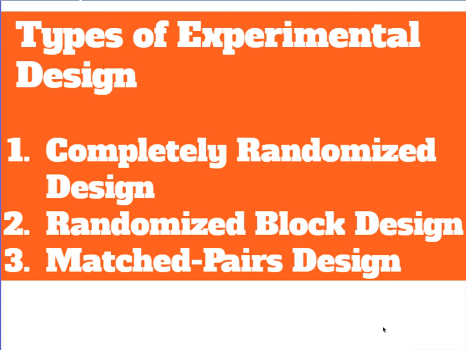So for this class, we're going to look at 3 different types of experimental design. A completely randomized design, a randomized block design, and then what we call matched pairs design.